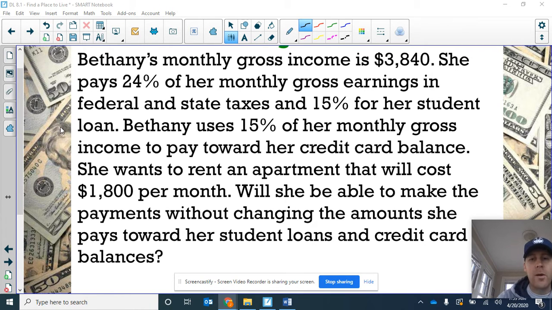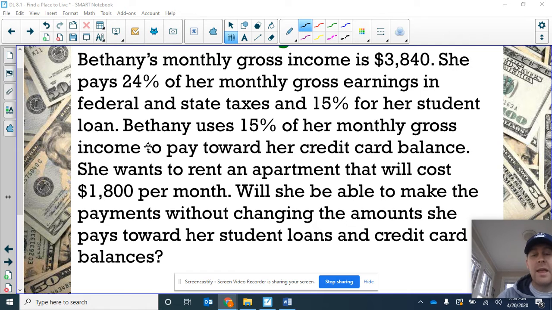She wants to rent an apartment that will cost $1,800 per month. Will she be able to make the payments without changing the amounts she pays towards her student loans and credit card balance? All right, basically the question is, is this too expensive, this $1,800 per month? So there's really two ways we can kind of look at this.